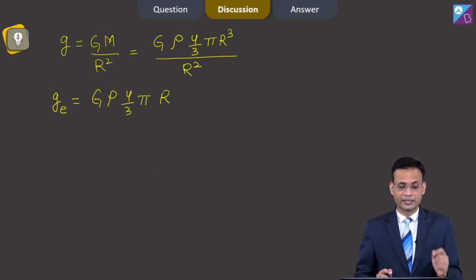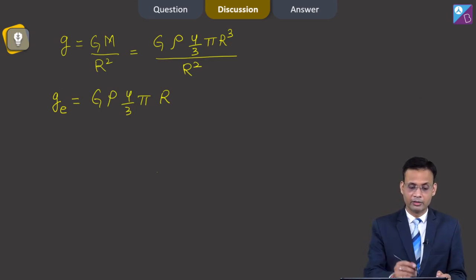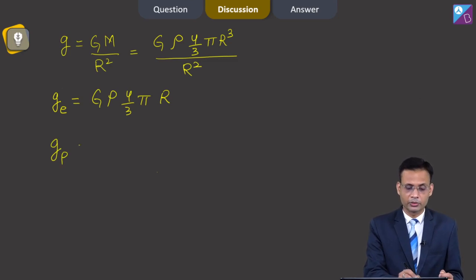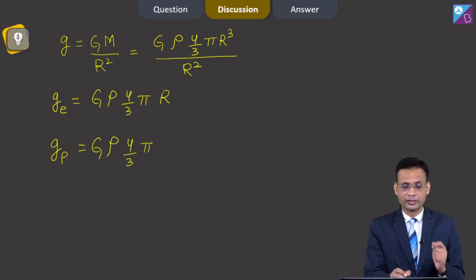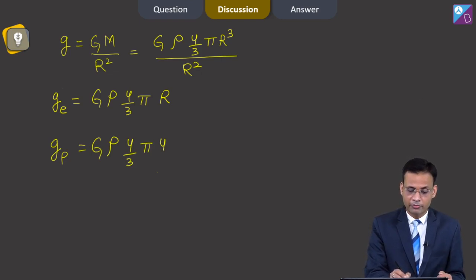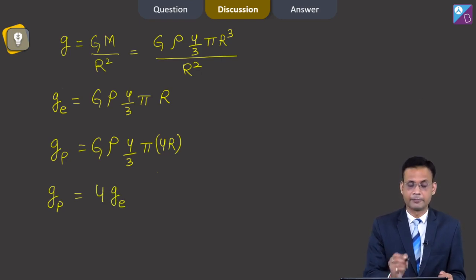Now as it is given in our question, the acceleration due to gravity at the new planet can be written as g p equals G, and as the density is the same as earth, it will be rho 4 by 3 pi, and the radius of the planet is 4 times the radius of earth. So this value becomes 4r. So the acceleration due to gravity on the planet, g p, is 4 times the acceleration due to gravity on earth.